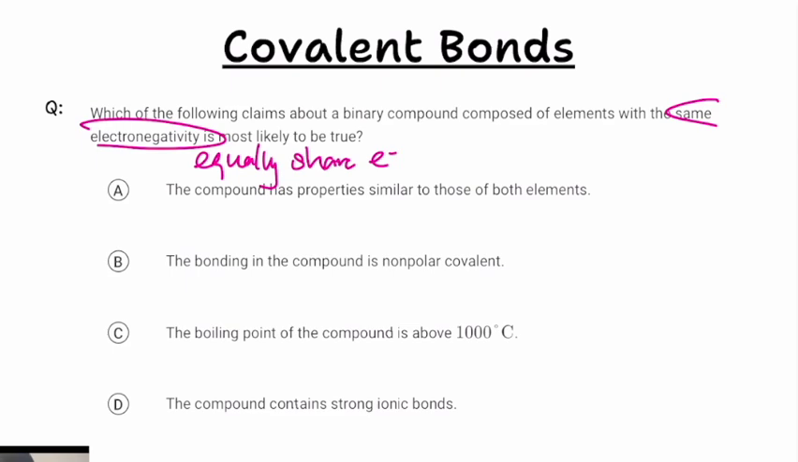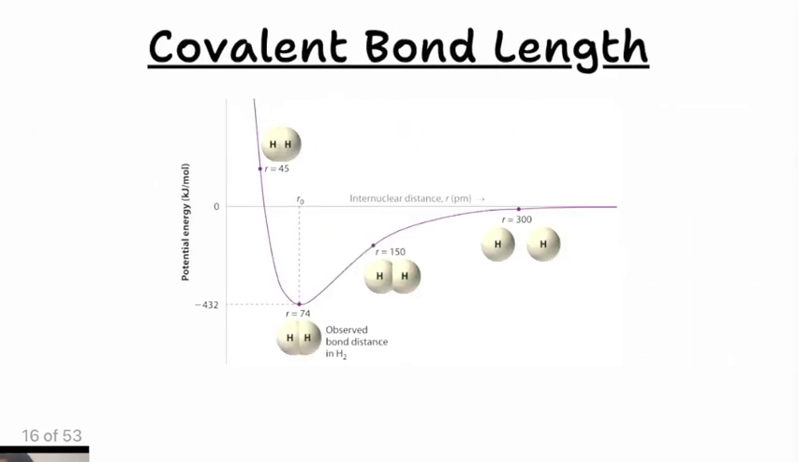So it is most likely nonpolar covalent bonds. So the answer was B. Next, how do we determine covalent bond length? Okay. So covalent bond length is determined by this potential energy versus internuclear distance diagram.